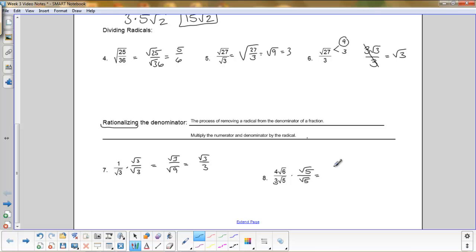All right, so now I get 4 square roots of 30, because 6 times 5 is 30, divided by 3 times the square root of 25. I'm going to simplify, and I get 4 square roots of 30 divided by 15. And I can't simplify 30 because if I break down 30, I get 6 and 5, and 6 becomes 2 and 3, but these numbers don't break down anymore because there's no pairs, so that means the square root of 30 is the simplest form of that particular radical.